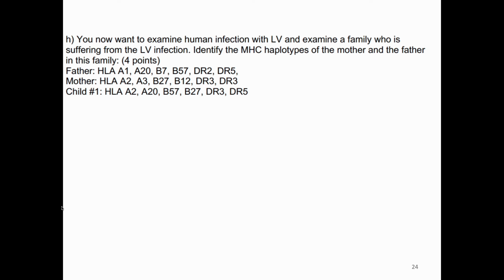So then what are dad's haplotypes? A20. Okay, what goes with A20? The child and the father. Yeah. So that's the first one. That's B57 and DR5. And then what's dad's other haplotype? A1, okay. B7, and DR2. Yeah. Full credit. Good job.